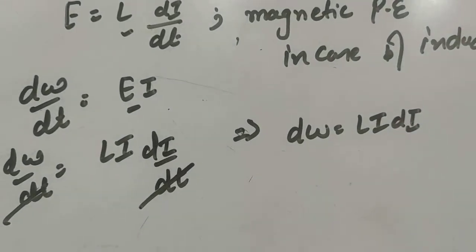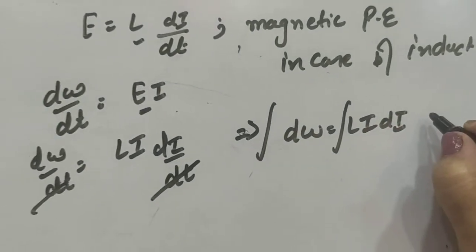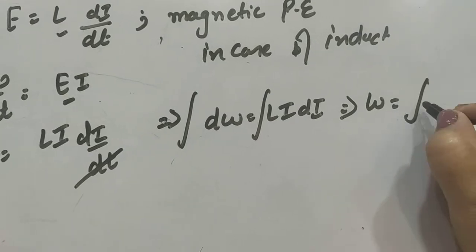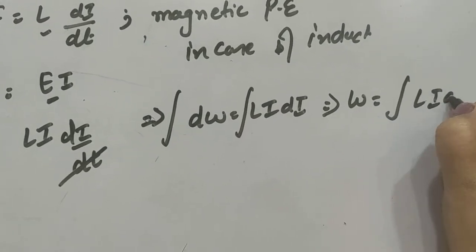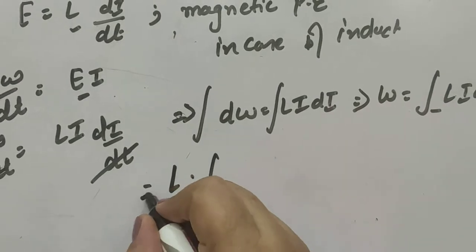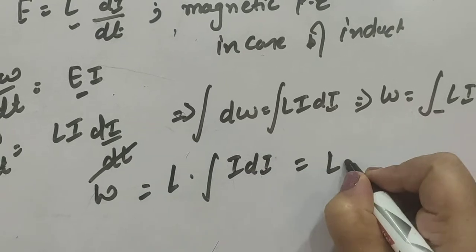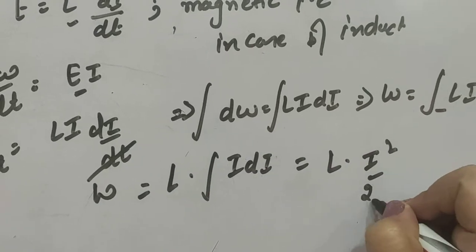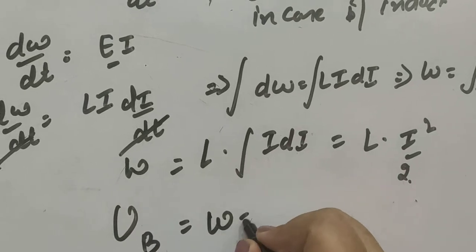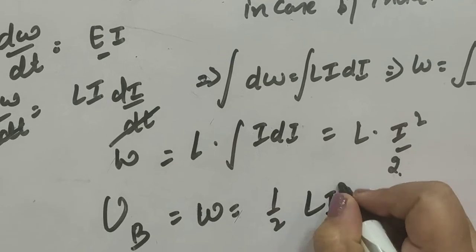Now total work done can be calculated by integrating. So we'll integrate this. In that case, we can have W is equal to integration L I di. L is constant, taken outside. So we will be having I di, which is equal to L I square by 2. So this is the magnetic potential energy which is stored in the form of work done and is given by 1 by 2 L I square.